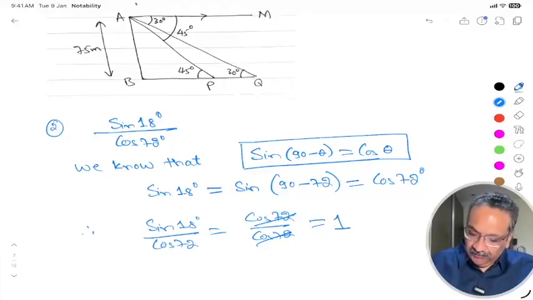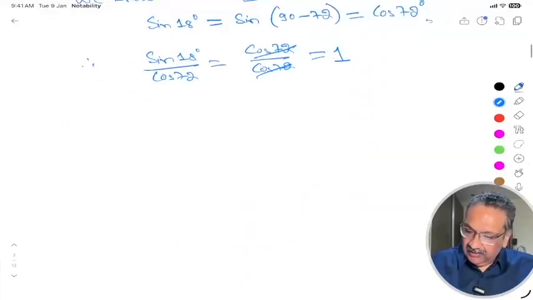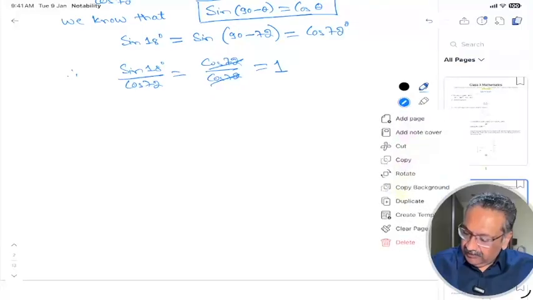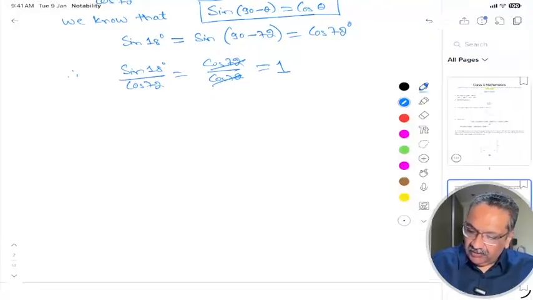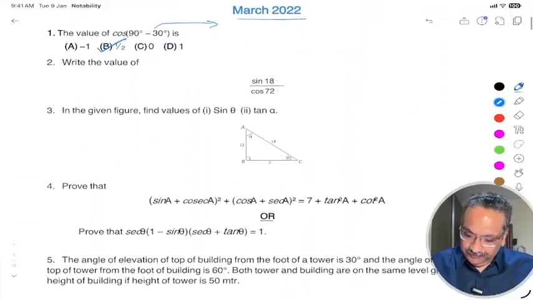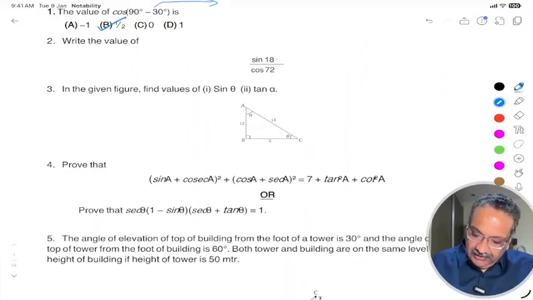All right. Okay, next, let us come to the next question. Okay, in the figure find the values of sin theta and tan alpha.